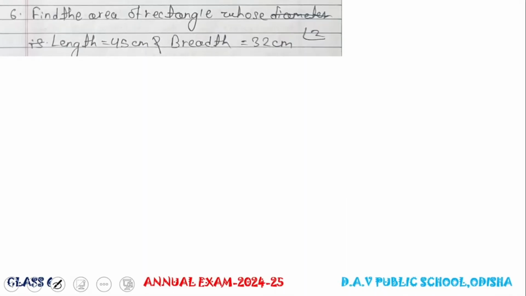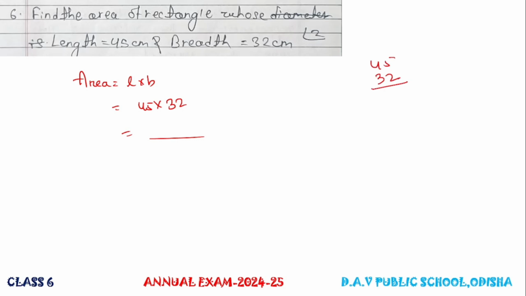Find the area of the rectangle whose length is given, breadth is given. So simply you write area equal to length into breadth, that is 45 into 32. If you multiply, then you can get the answer. So multiply 45 twos are 90, 45 threes are 135, and so on, that is 1440 square centimeter.